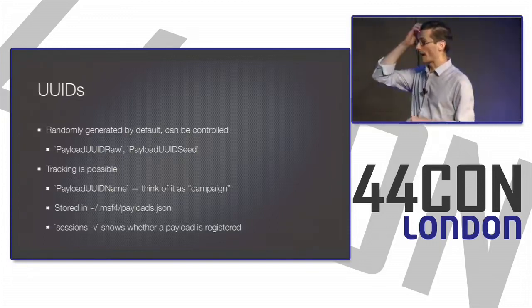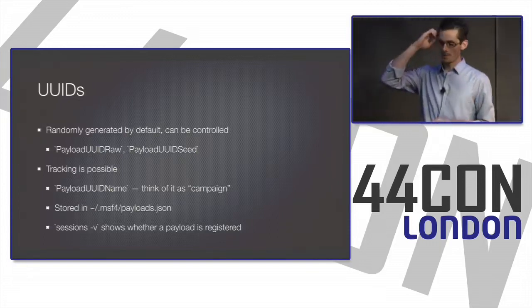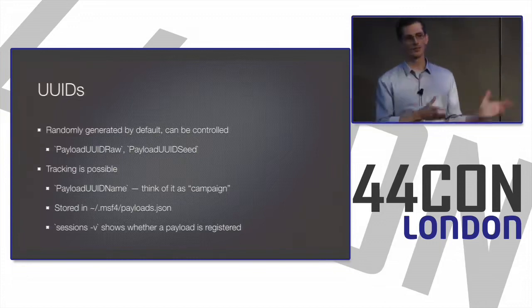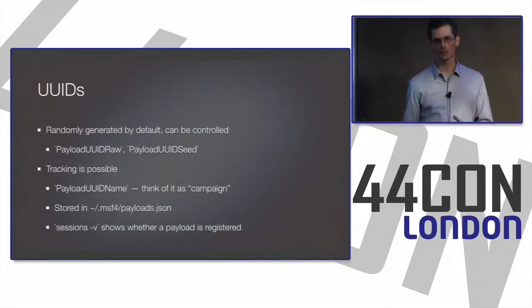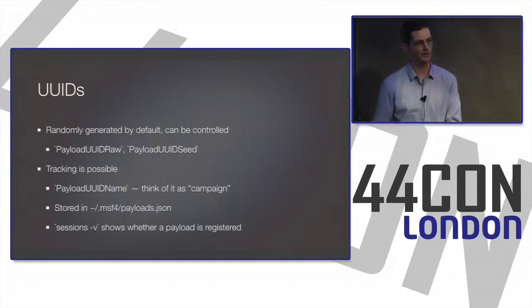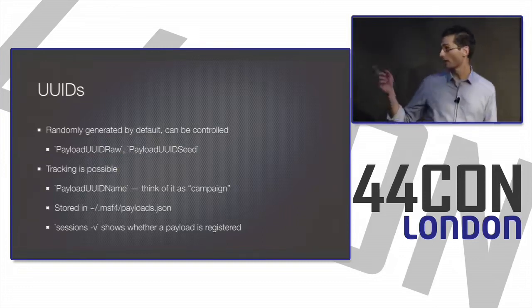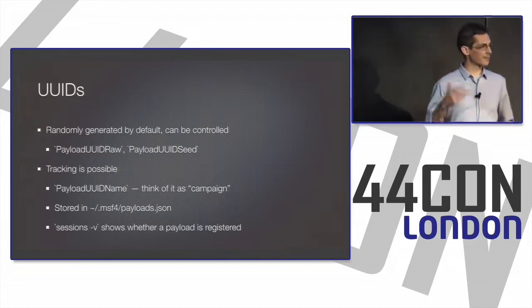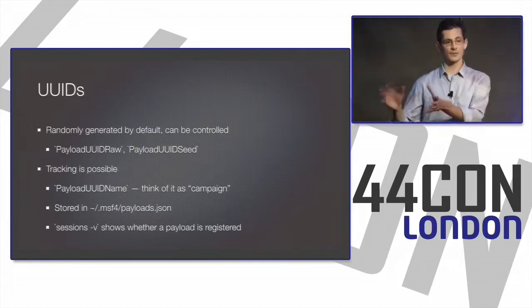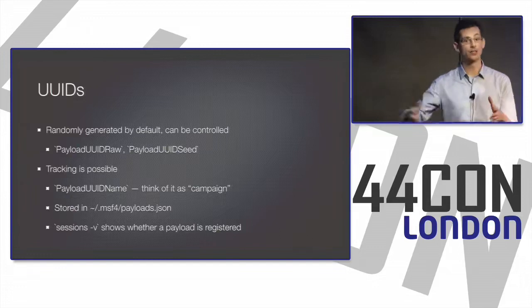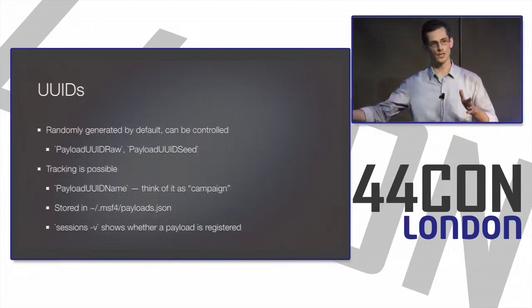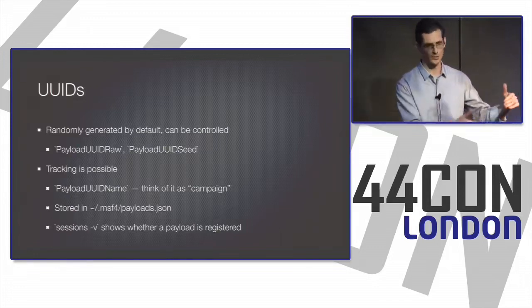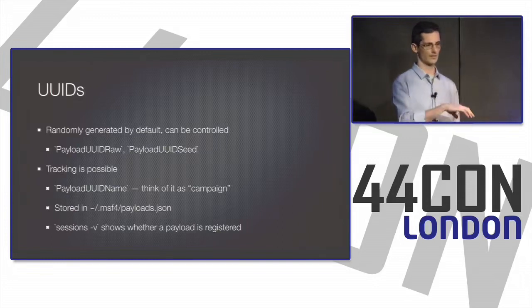You can actually track UUIDs as well. Using the phishing analogy, you might have a campaign and you want to bake the idea of a campaign into the payloads. You can do that using this payload UUID name. Behind the scenes, what Metasploit does is take the information of that UUID and the URI associated with it and throw it into a little JSON-style database on the file system.